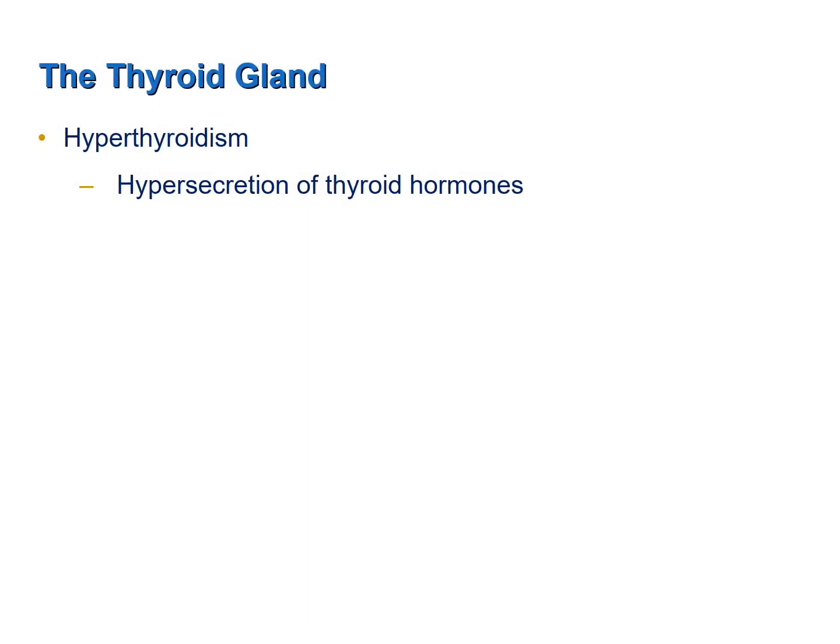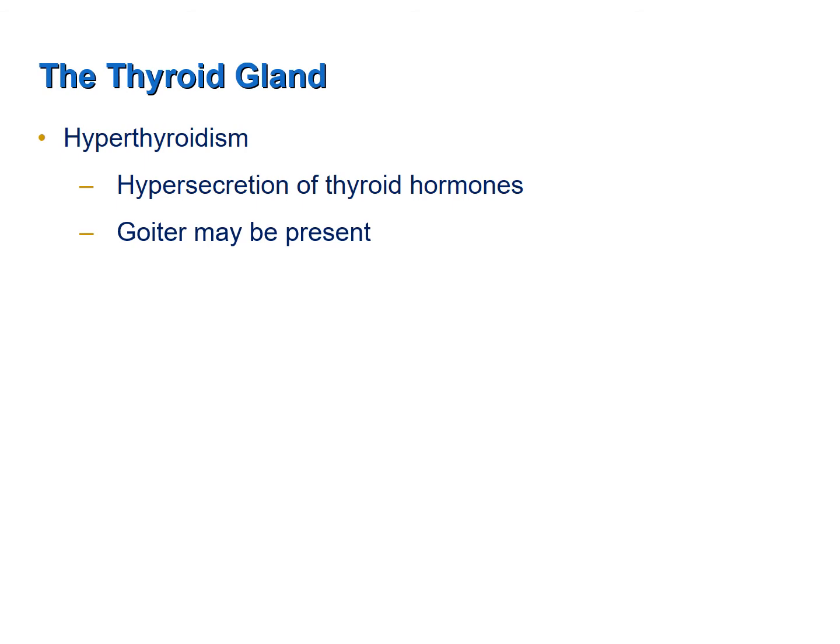Hyperthyroidism is the hypersecretion of thyroid hormones. In other words, an abnormal elevation in the release of thyroid hormones by the thyroid gland. In some cases, a goiter or enlarged thyroid gland may be present. There are numerous causes of hyperthyroidism. You could have a tumor of the thyroid gland.